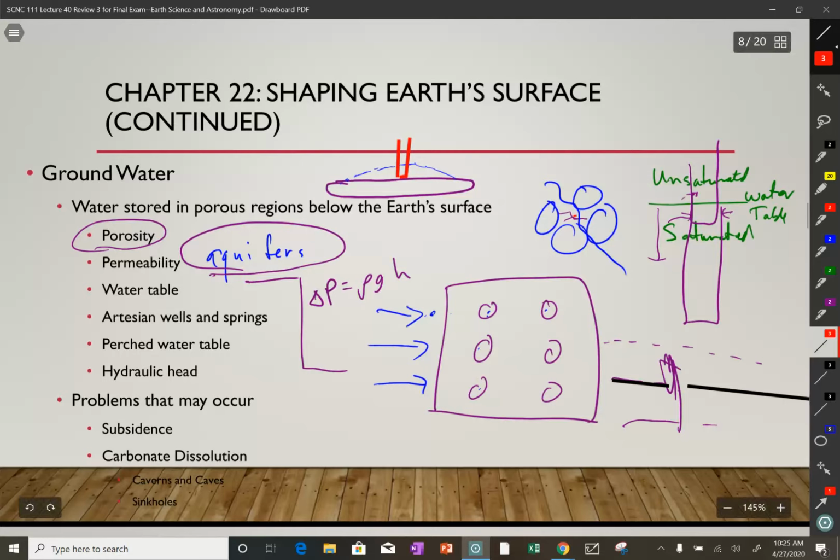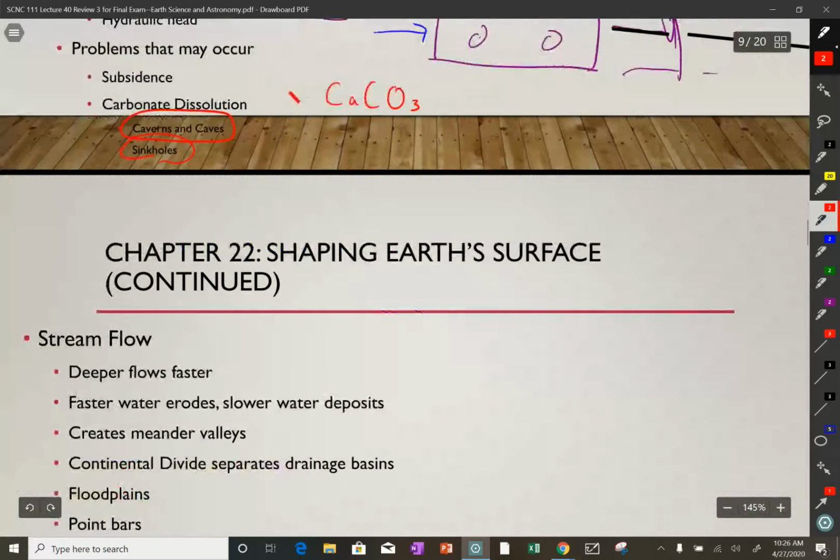And then we can have carbonate dissolution. So carbonates, calcium carbonate. Calcium carbonate is water soluble. And so as water flows through calcium carbonate, then it will dissolve that and create cavities or holes, things that we call caverns and caves. And if the ground falls into one of those, then we have a sinkhole. So those are problems that can occur because of groundwater.